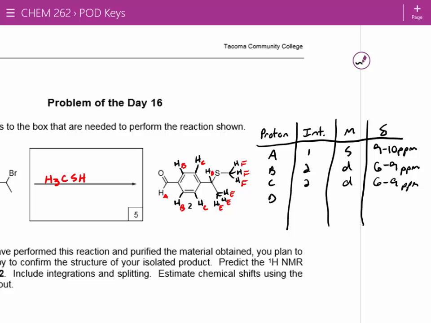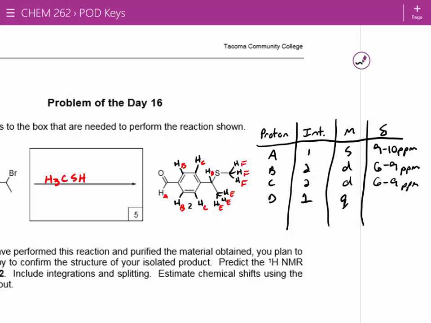What does it integrate as? How many protons are in its set? 1. So we can just label this as 1. How many 3-bond neighbors are there to proton D? There are 3, right? So if we look at HE, those protons on that methyl group are 3 bonds away. There's 3 of them, so what should this split as? A quartet, so I'll label this Q for a quartet.